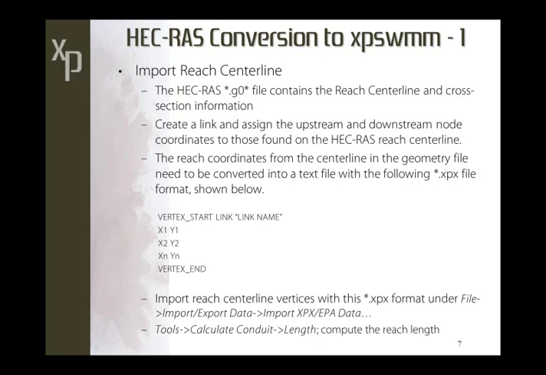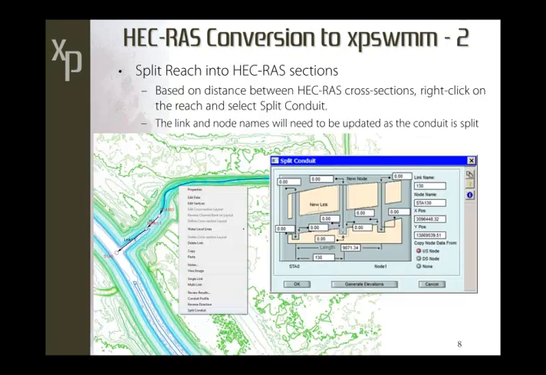So effectively, you have a text file, which would have vertex start and then the link name, and then you would have the vertices listed, and then vertex end. And you can convert this XPX text file directly into an XP model using the import export data, import XPX data, and this will automatically update the center line reach that you've created in XP with the vertices. From here, we can use the calculate conduit length option in XP, which will automatically then associate lengths to that reach.